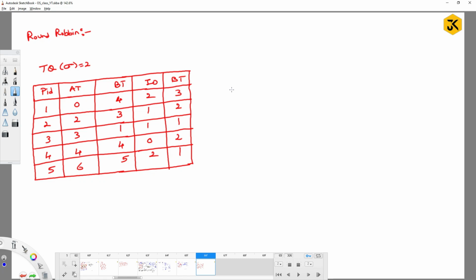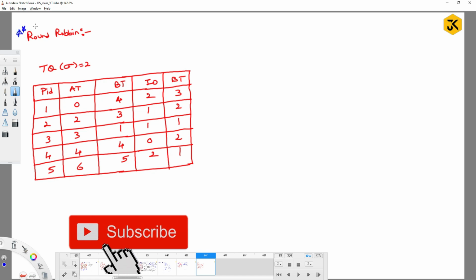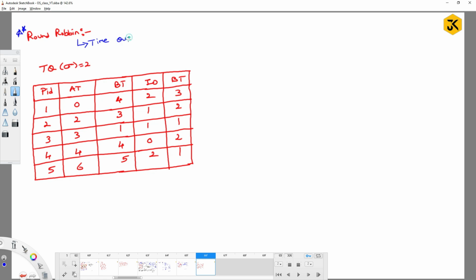Hi everyone, welcome back. In this video we'll see an example for the round robin algorithm. Generally, the round robin algorithm works on the principle of time quantum, which means when a process is allocated the CPU, it will execute for only a time quantum amount of time. Later it has to come out and give a chance to the next process.